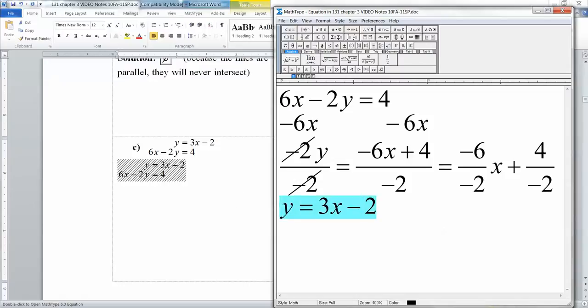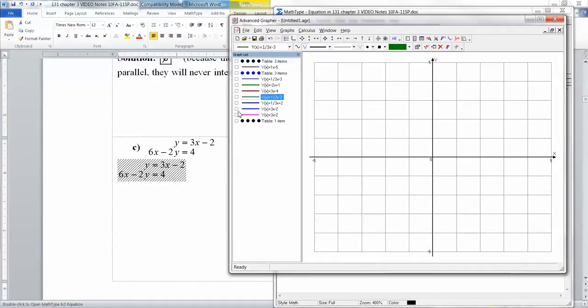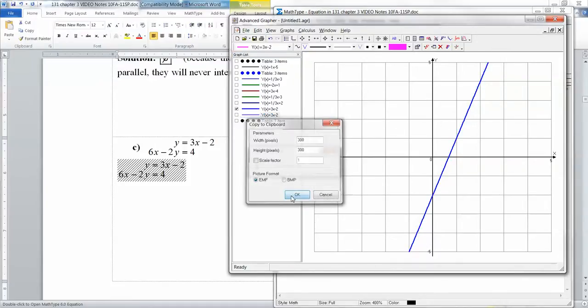But notice, it's the same equation, right? Okay, so you have one equation at 3x minus 2, and then you have another equation at 3x minus 2. And if you'll notice, they don't look that different. That's because they're the same line. One is laying on top of the other. Okay. All right, so let me copy and paste.